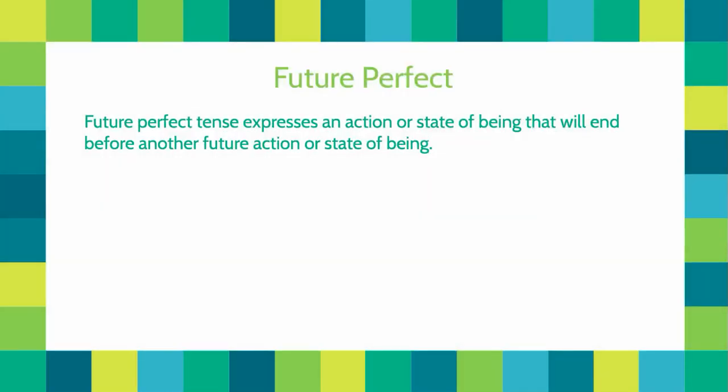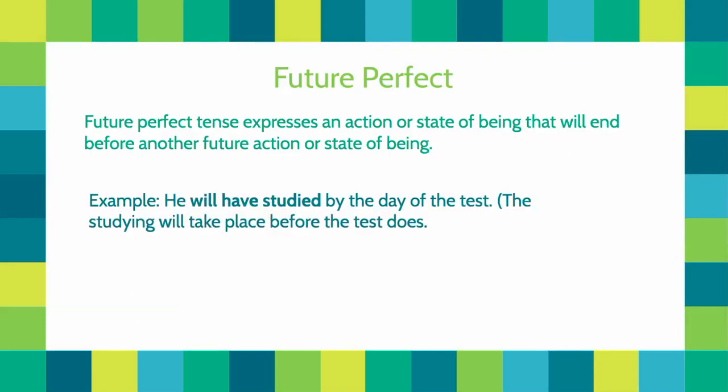Future perfect expresses an action or state of being that will end before another future action or state of being. So what you're hopefully picking up on here is that with perfect tenses, we're using them to express something that happened in relation to something else. He will have studied by the day of the test. So he hasn't studied yet, but the studying will take place before the test does.